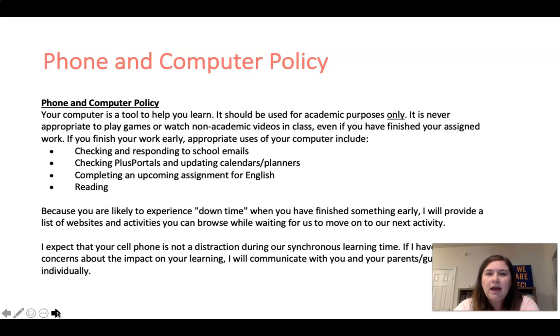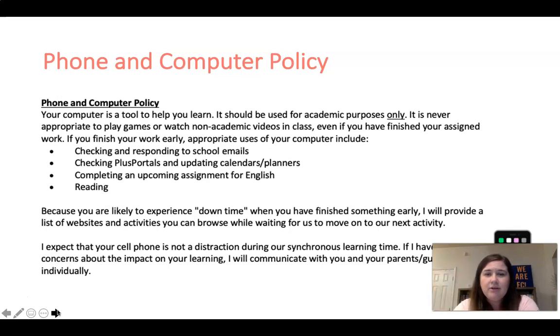If you finish your work early, I will give you a lot of different websites and activities that you can browse while you're waiting for us to move on to our next activity, ones that will help you build your English skills. If we were in class, normally if you finish something early, you could turn and talk to your friend who's next to you. Like you could chat with people, but since you can't do that, I'll give you some options for what to do.